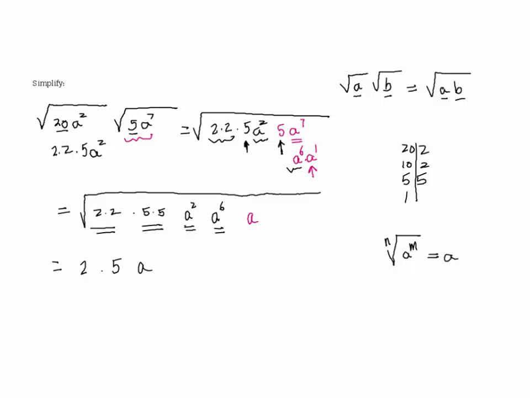So if I have square root of a to the power of 6, that would be the same as a to the power of 6 over 2, or a to the power of 3. So I would write this as a to the power of 3 times square root of a. So we have 10a to the power of 4 times square root of a.